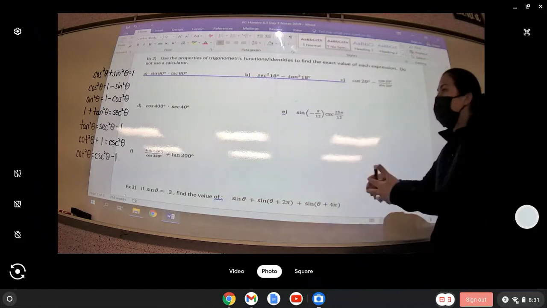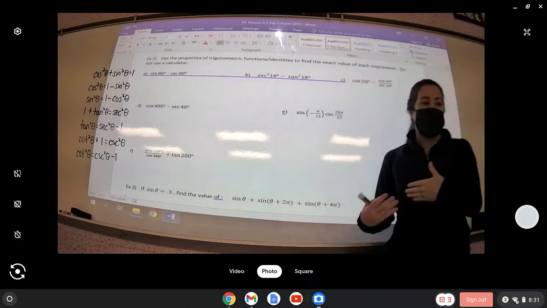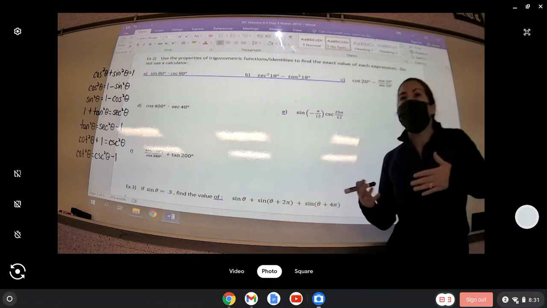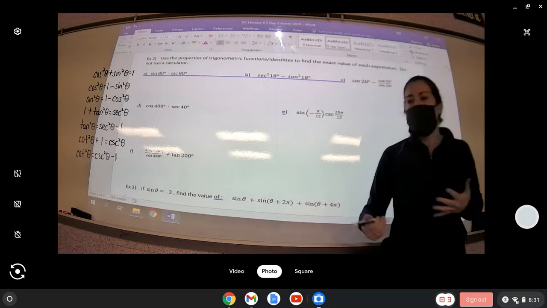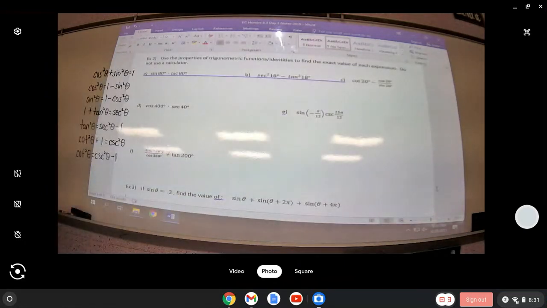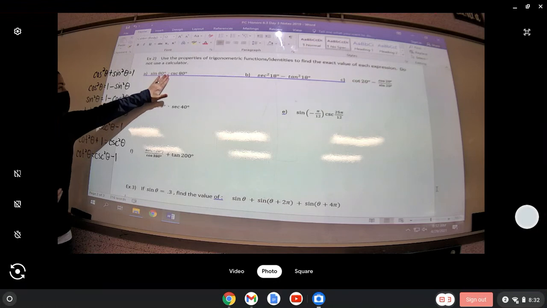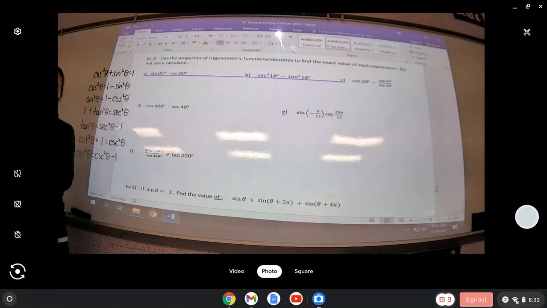Otherwise, we're really looking for ways to bring in an identity to rewrite one trig function in terms of another, so maybe we can get things to cancel. So look at the first example. It says use the properties of trigonometric functions or identities to find the exact value. So again, you shouldn't be using a calculator because they want the exact value. It says do not use a calculator. Here we go: sine 80 degrees times the cosecant of 80 degrees.